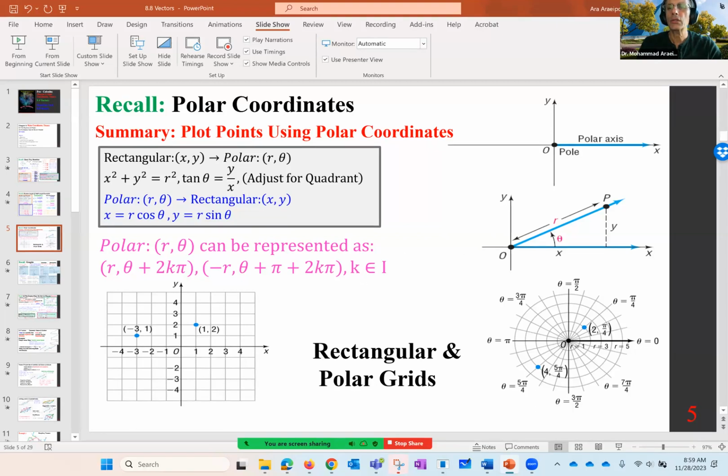A point has coordinates x and y, which is unique in a rectangular coordinate system, but it has infinitely many ways of representation as a polar. It can be r, theta plus 2k pi, or minus r, theta plus pi plus 2k pi, which means odd multiples of pi, where k is an integer.